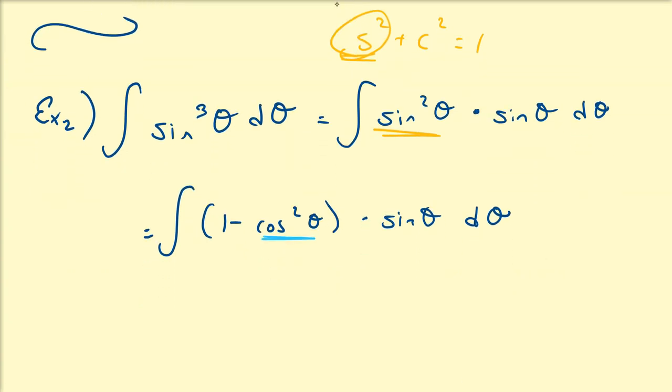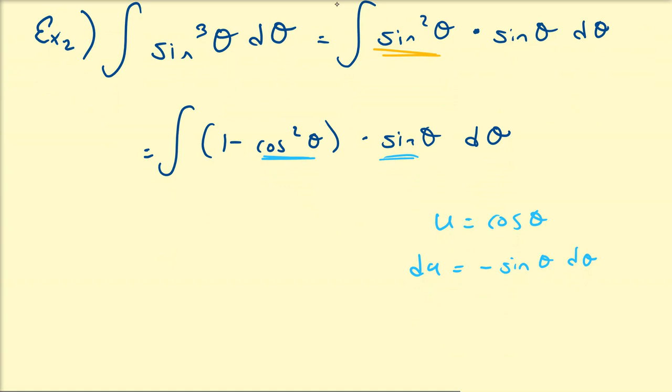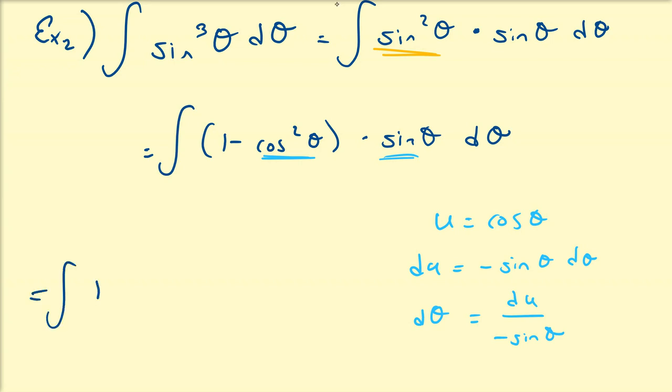And then from here, I can let u be equal to cosine of theta because its derivative, or part of it, is sine theta, which is located there. So the derivative of cosine is going to be minus sine of theta d theta. So that means d theta is going to be equal to du all over negative sine of theta. So this is going to be equal to the integral of 1 minus u squared times sine of theta times d theta, which we found to be du over minus sine of theta.